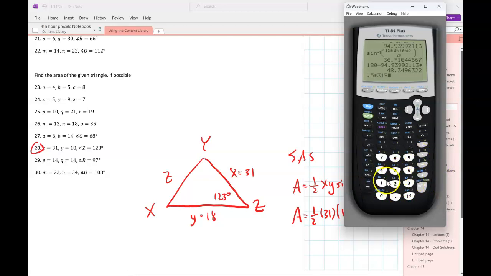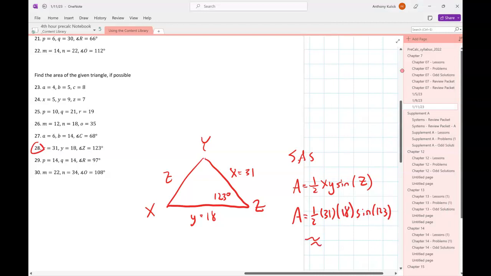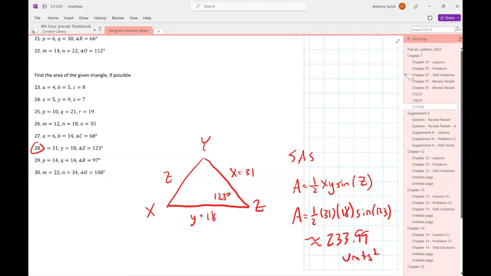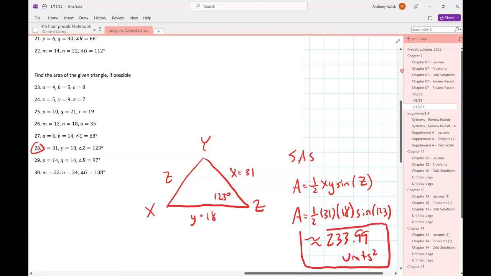One half times 31 times 18 times sine 123. And I get 233.99. And I guess these would be units squared, since it's an area, but I didn't give a specific unit for the problem. Does that feel okay?